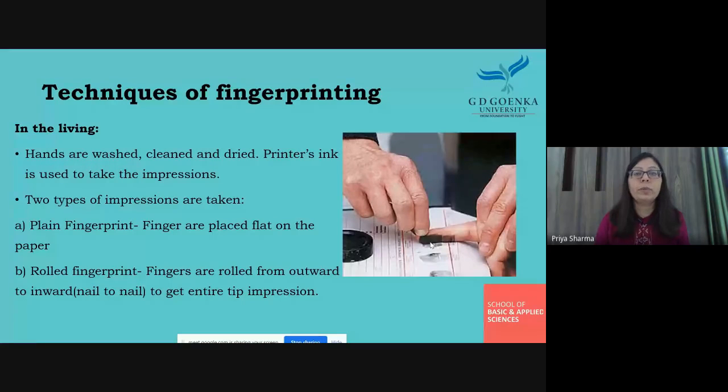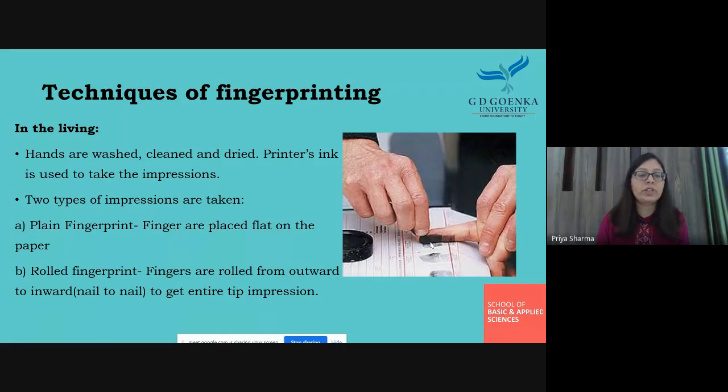Different techniques of fingerprinting in case of the living. As you can see in this picture, two types of impressions are taken. Plain print means you will place your hands on fingerprint ink, or nowadays fingerprint pads are available in which black ink is available. You just put your finger on the pad, and the person has to put the impression on the 10-digit fingerprint card, on which 10 fingers' impressions are taken.